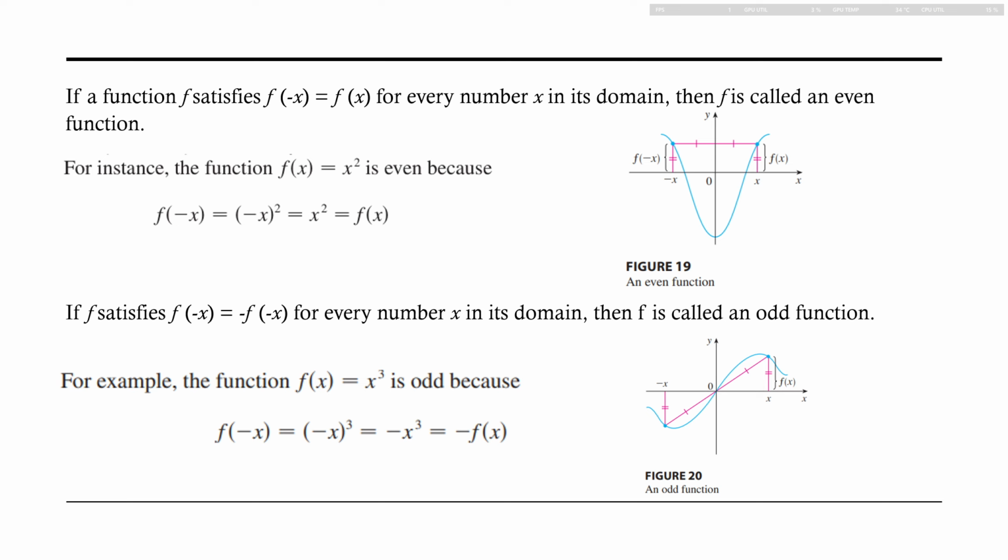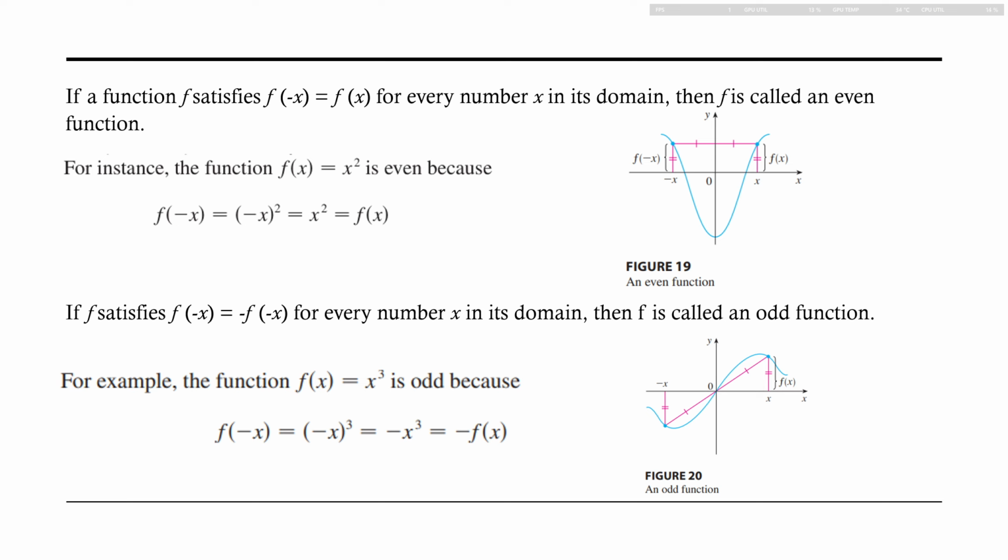If a function f satisfies f of minus x equals f of x for every number x in its domain, then f is called an even function. For instance, the function f of x equals x squared is even because f of minus x equals minus x squared, which equals x squared, which equals f of x. And on the right hand side there, you can see a graph of an even function.